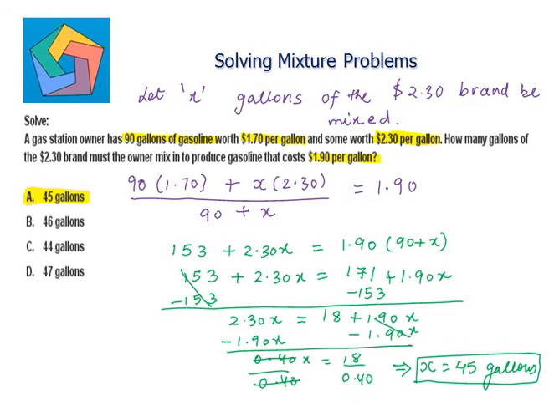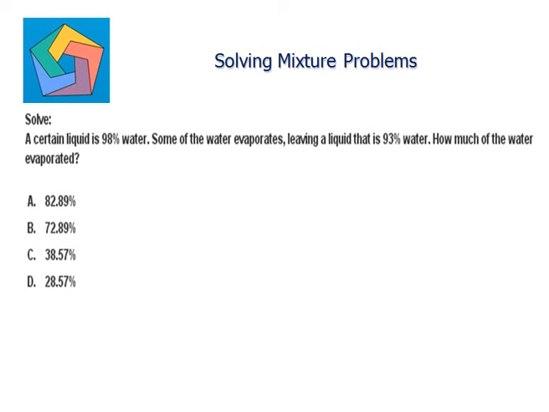Next problem. Solve. A certain liquid is 98% water. Some of the water evaporates, leaving a liquid that is 93% water. How much of the water evaporated? Let's say X water evaporated.